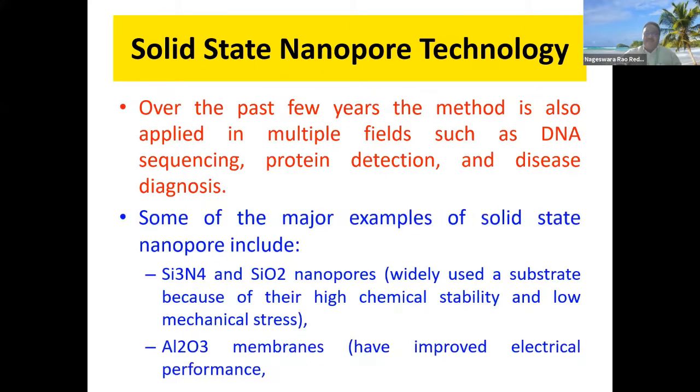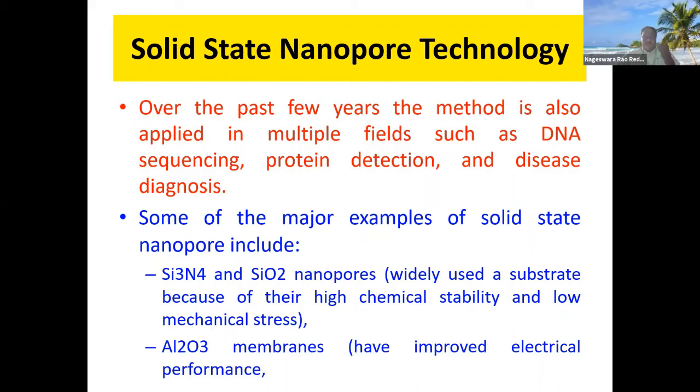Now, what were the things which were used here? Okay, what were the things which were used? That is silica, okay, and silica oxide. These are the two materials which are used in making this membrane, solid state nanopore technology. Okay. Another one is aluminum oxide. Okay, aluminum oxide membranes. So these are the three different versions of nanopores which are used.